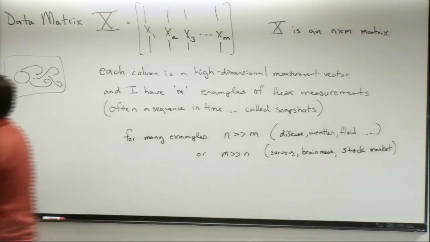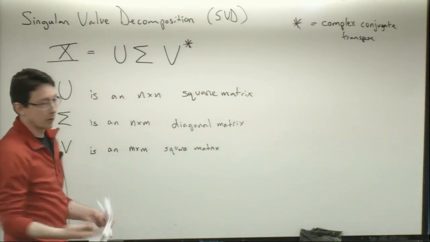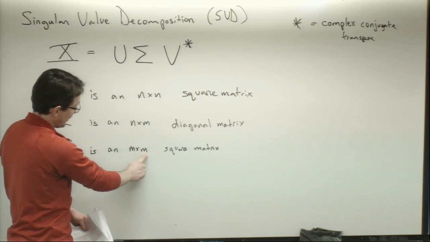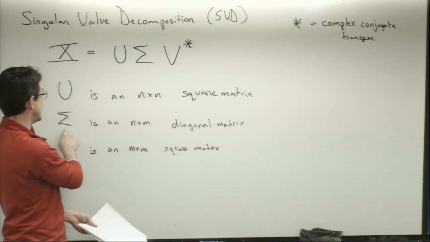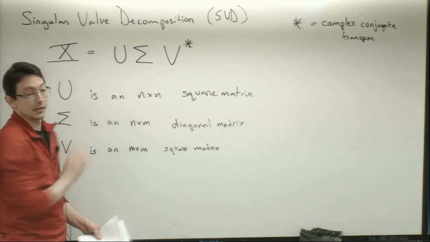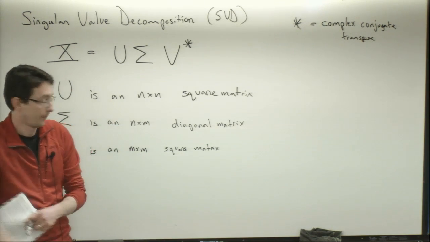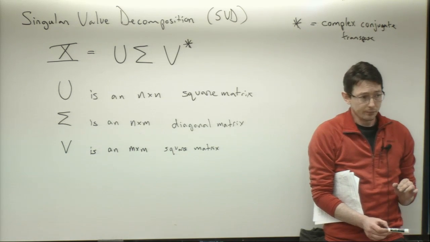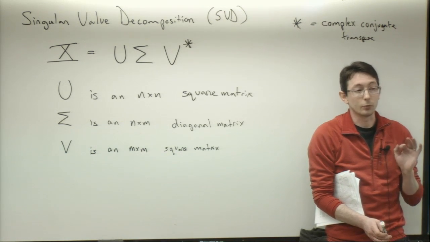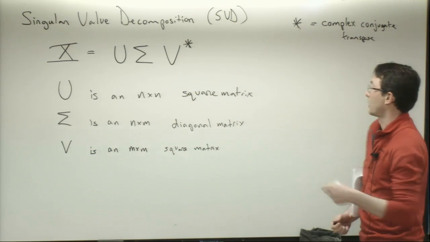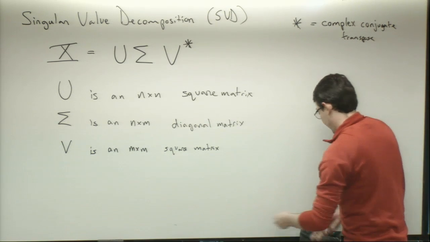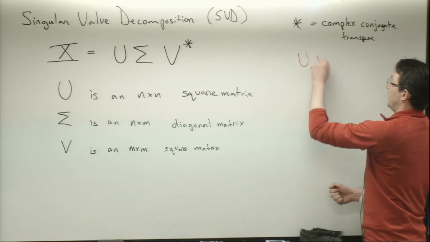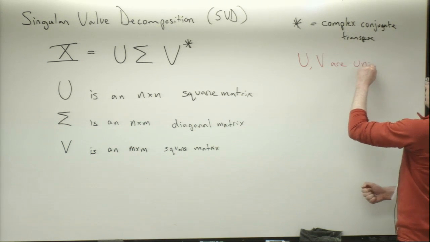Okay, good. So in a lot of cases that I work with, U is a gigantic square matrix, V is a smaller square matrix, and sigma is a diagonal matrix that's the same size as X. Okay? Now, the last thing I'll tell you about U and V is that U and V are extremely special matrices called unitary matrices. This probably deserves red. So U and V are unitary.